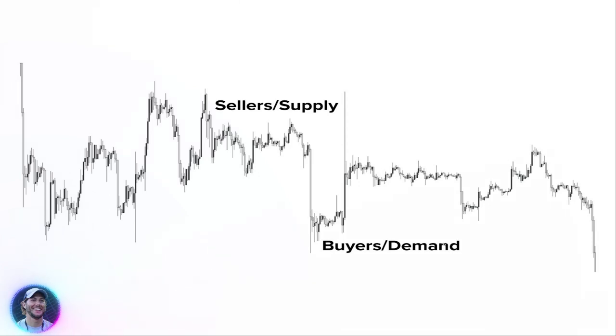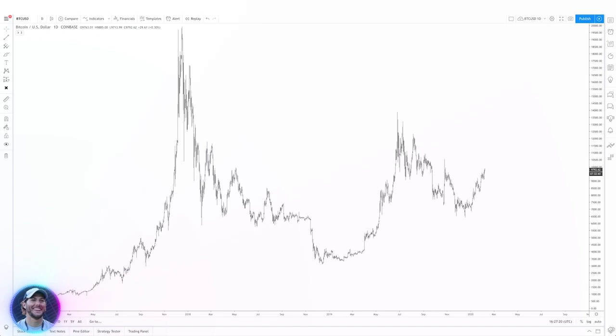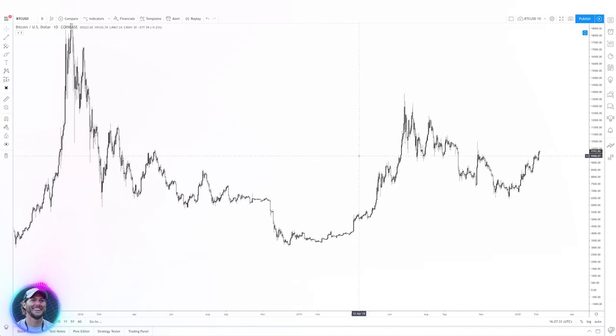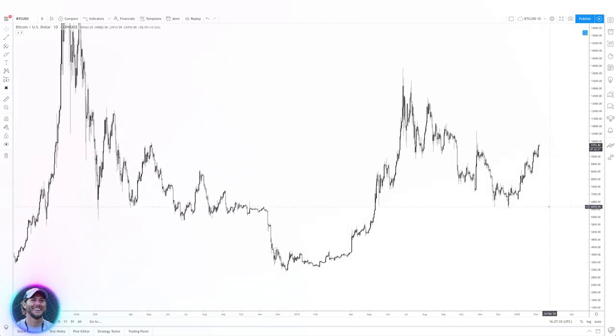But let's switch over to a live example and pull up a chart and see this in real time. So here I have my chart of Bitcoin on a daily time frame, and I'm going to try to identify a supply and demand zone where I think the buyers and sellers are having a good conversation to show you what I mean by this.